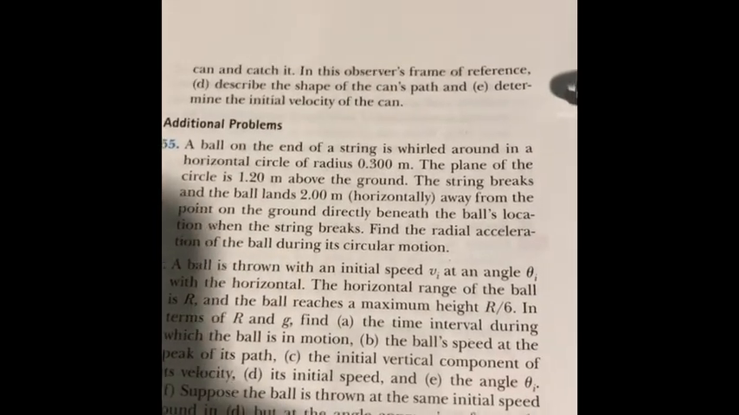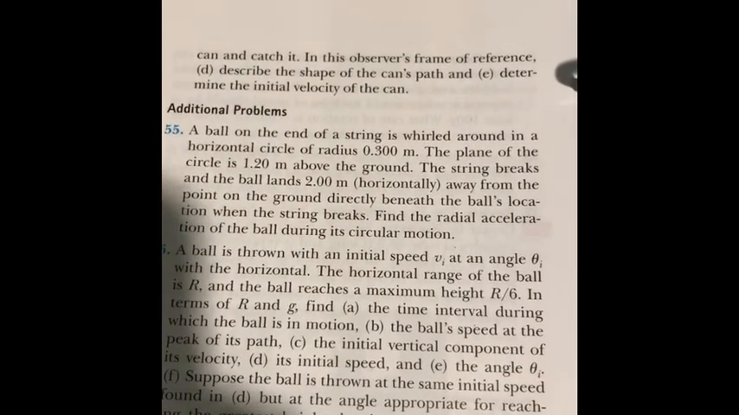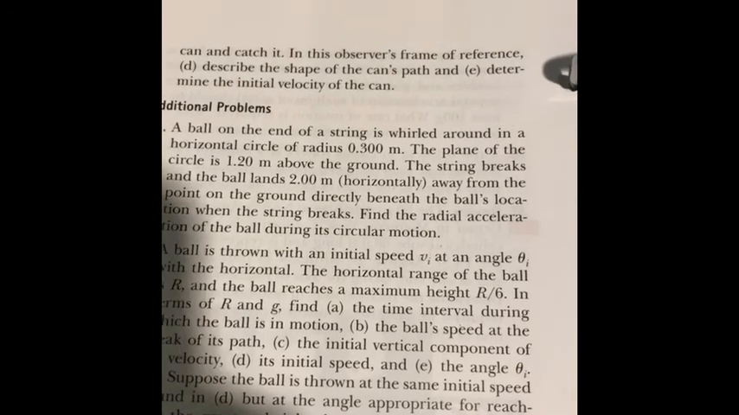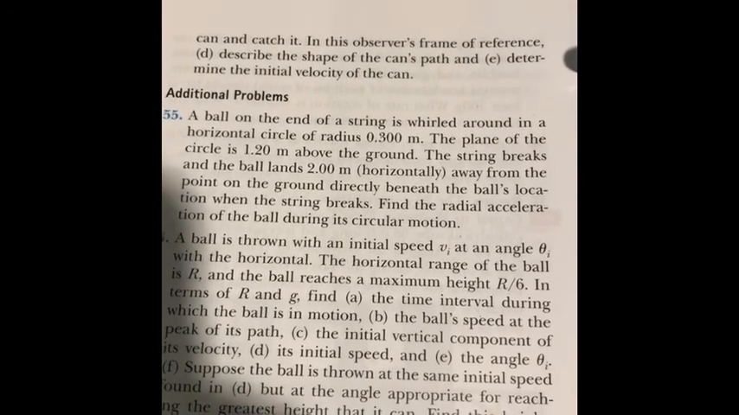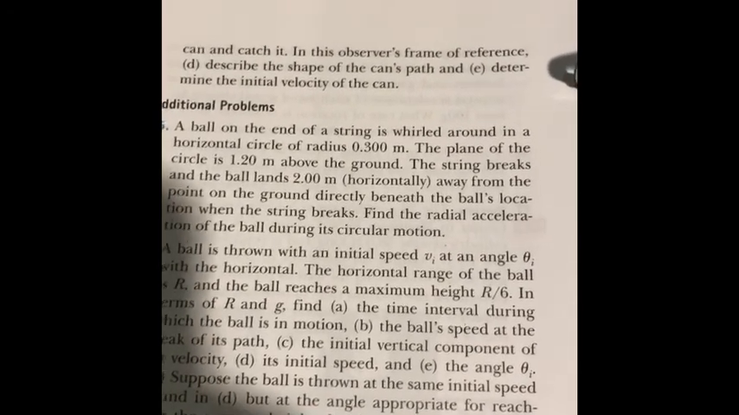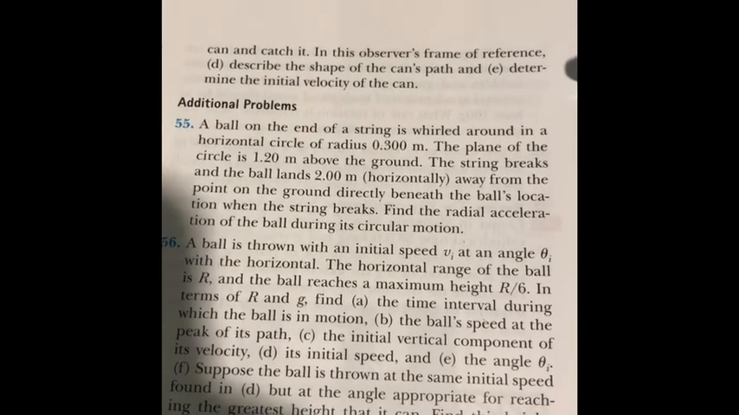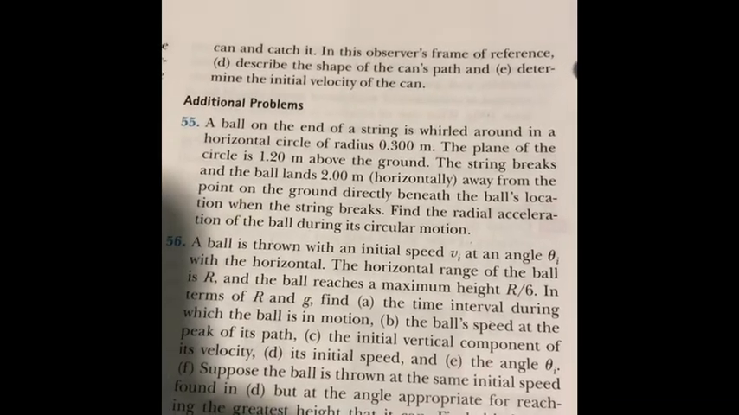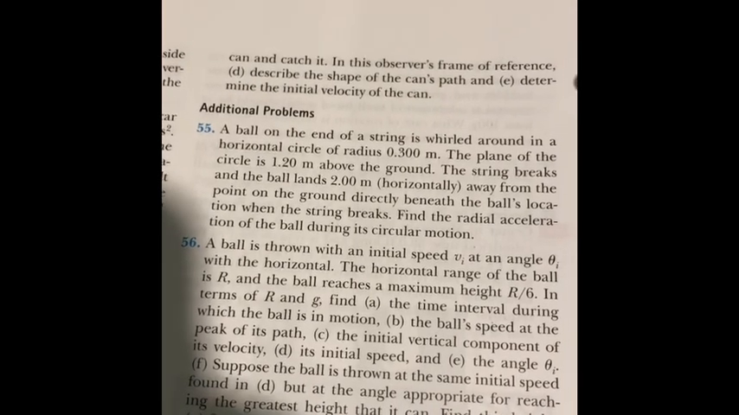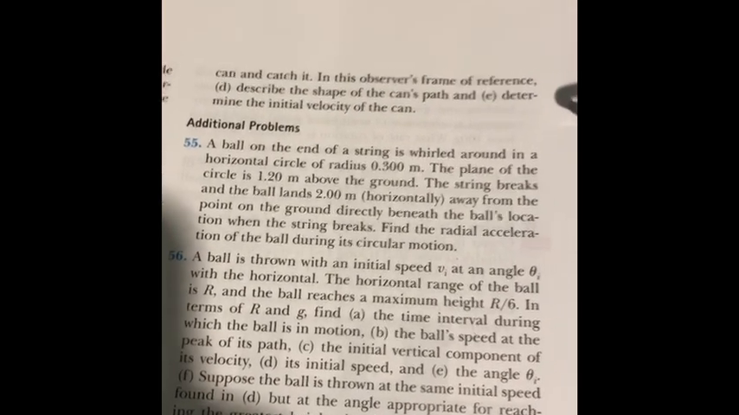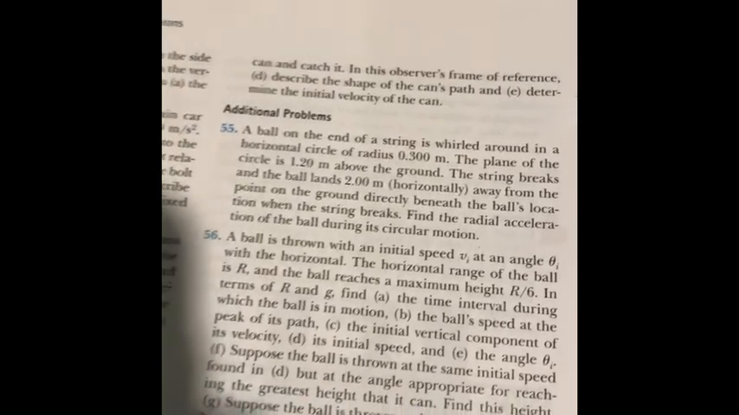Okay, for chapter 4, I did problem 55. A ball on the end of a string is whirled around in a horizontal circle of radius 0.3 meters. The plane of the circle is 1.2 meters above the ground. The string breaks and the ball lands 2 meters away from the point on the ground directly beneath the ball's location when the string breaks. Find the radial acceleration of the ball during its circular motion.